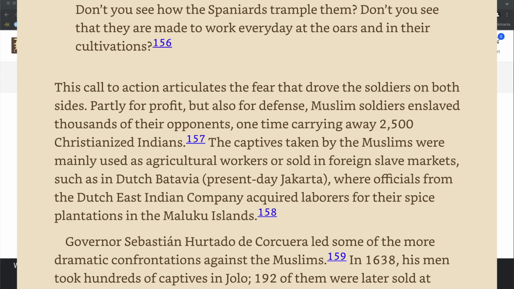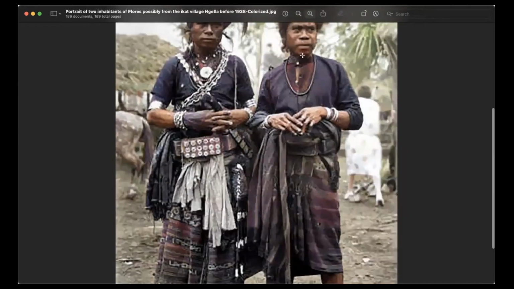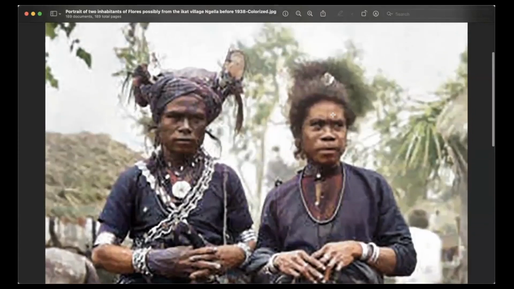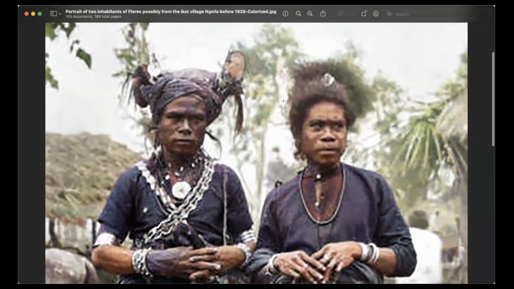the Maluku Islands. Here we have a portrait of two inhabitants of Flores, the Flores Islands, remember, the Maluku Indonesian archipelago, possibly from the Ikat village Negela before 1938. Let's zoom in on these two gentlemen and look at them, all right? Very swarthy, look at their phenotypes, all right? So-called Chinos, so-called Chinos, right? They were bringing to the Americas.